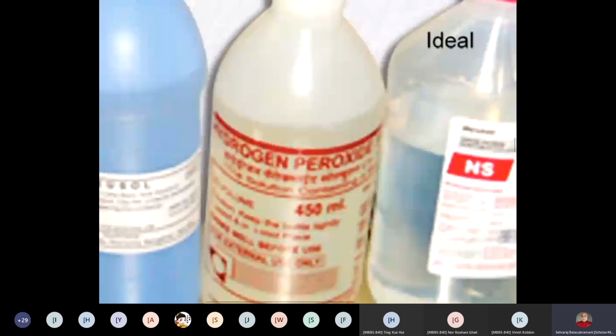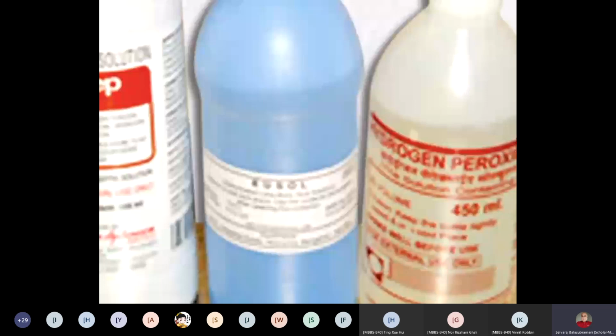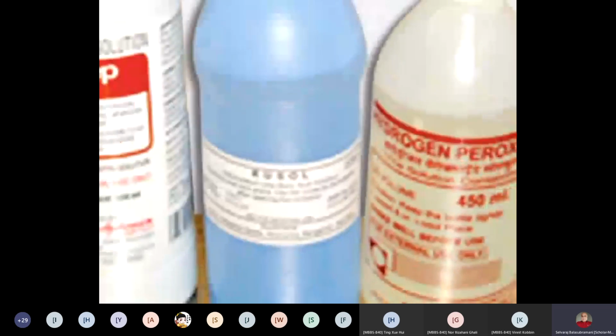So after cleaning the wound with normal saline and hydrogen peroxide, the third thing you have to use is called U-Sol. This blue color bottle is U-Sol. What is U-Sol? I think I told you. Edinburgh University solution. Very good.